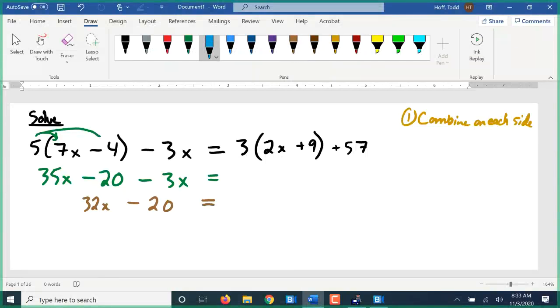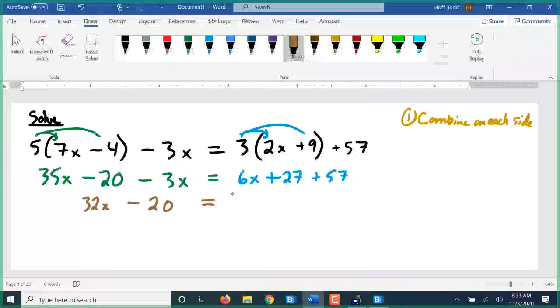Let's go over to the right side. Nothing to do inside those parentheses, so we'll multiply by the 3. 3 times 2x is 6x. 3 times 9 is 27, so positive 27. And we still have that positive 57 there. There's nothing to combine with the 6x, but we have 27 plus 57, which is 84. So now we have combined everything we can on each side.